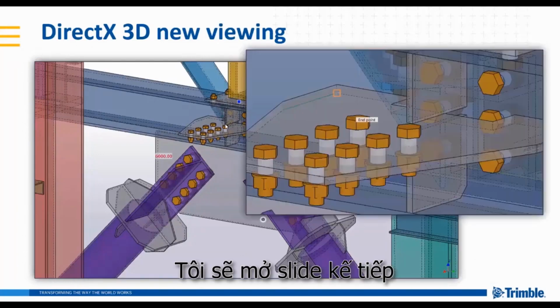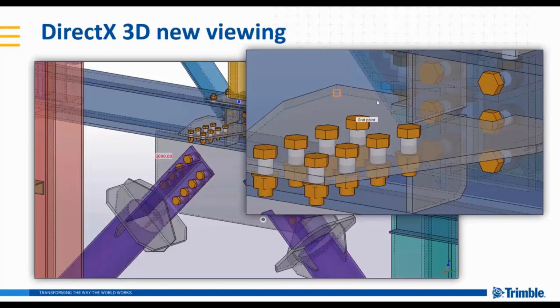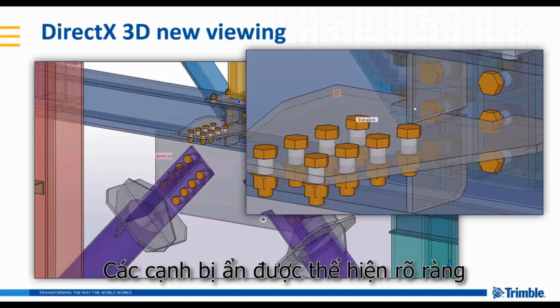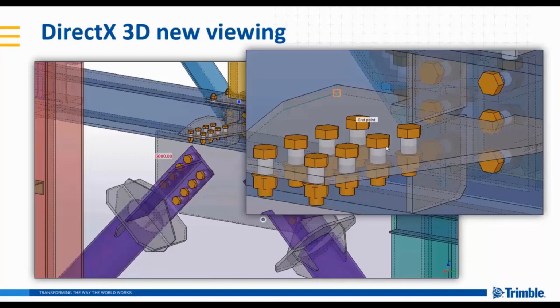If I just turn on the next slide, we can see here it's highlighting the edge the snap's going along. The edges that are hidden are shown as real hidden lines, making it much easier to define and view and snap and work to what's happening within the model.